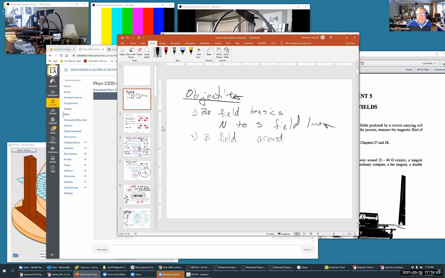And the thing to notice about magnetic fields is they tend to be more circularly oriented. Like if I have a wire, the B field goes around it. And so in this case, the current I is out of the page. So if I put my thumb pointing out of the paper, the B field is counterclockwise.